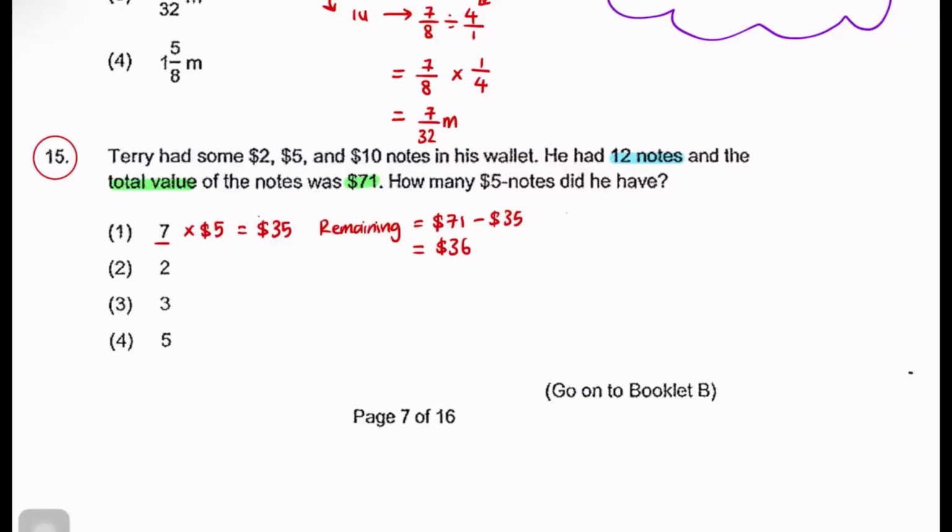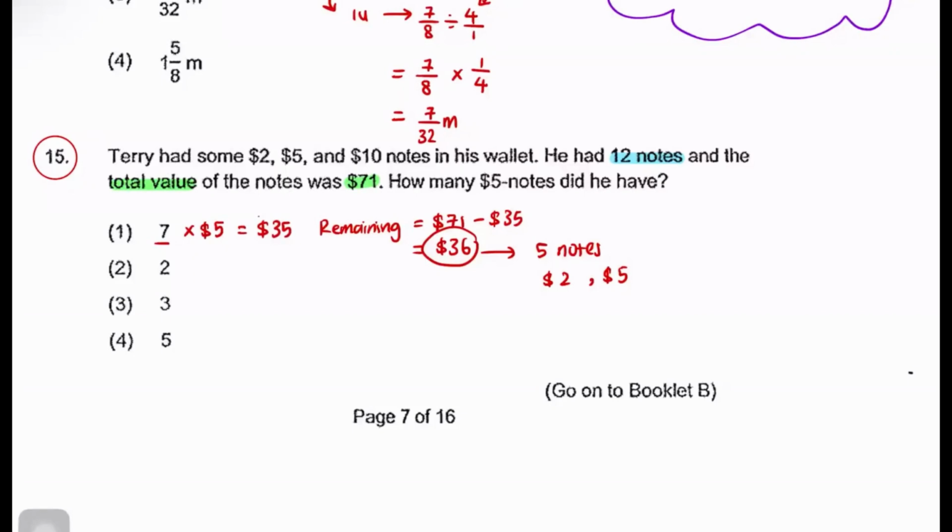Okay, 5 notes. Can this $36 be split into 5 notes that are made up of $2 or $5? Think about it. Is there any combination? Remember, you only have 5 more pieces of paper. Every piece of paper can either be $2 or $5. Can you somehow add up to $36?